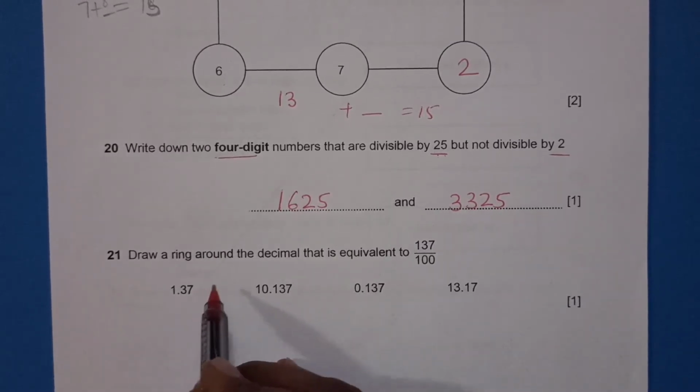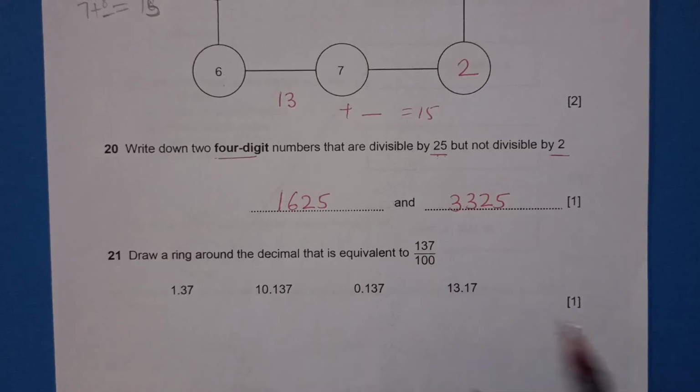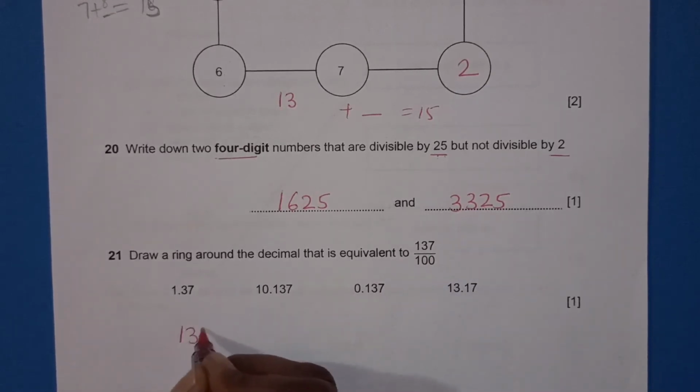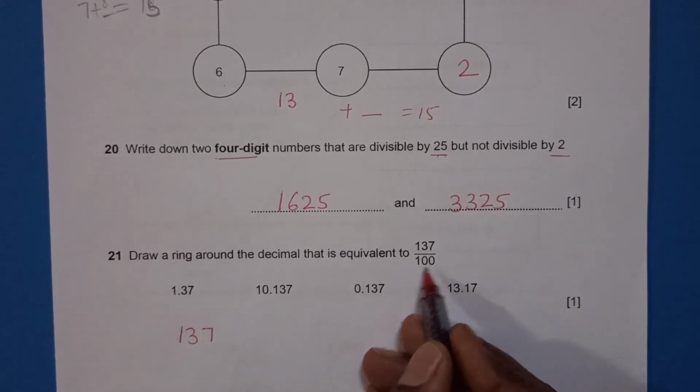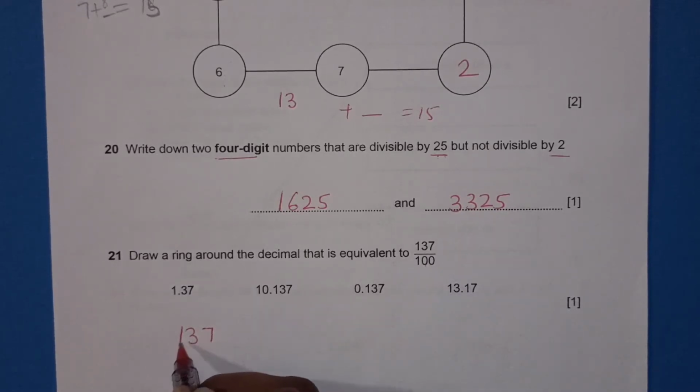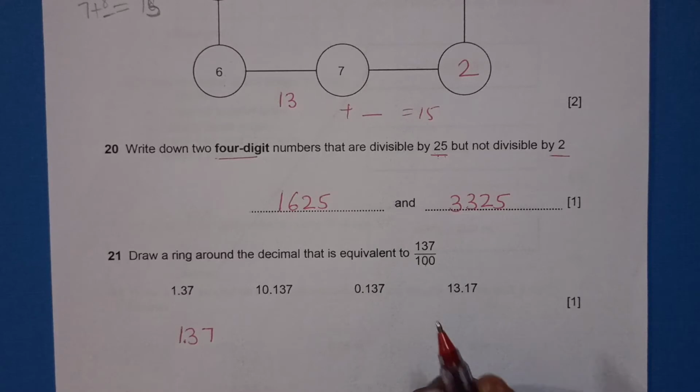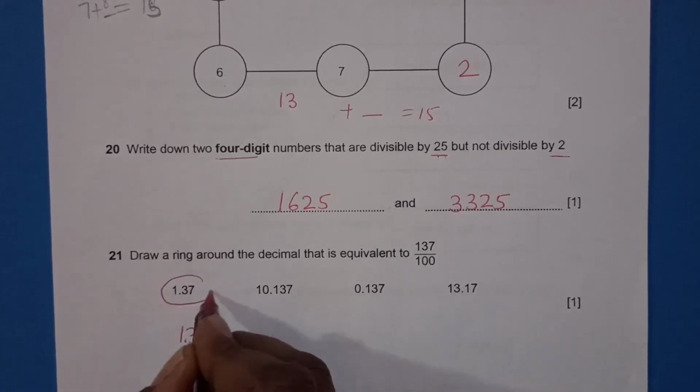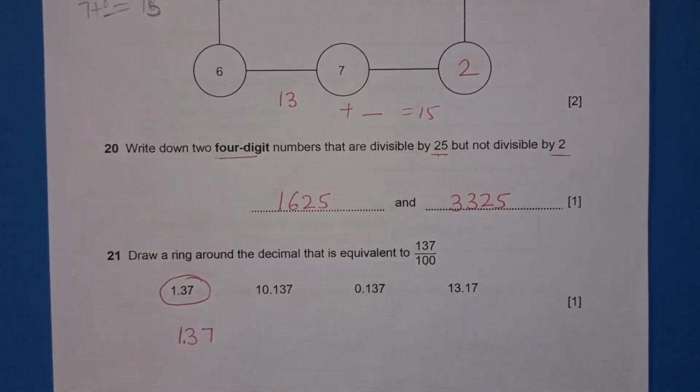Question number 21. Draw a ring around the decimal that is equivalent to this. So as you know, 137 divided by 100. There are two zeros here, so 2 decimal places. So it will be 1.37. So we have 1.37 here.